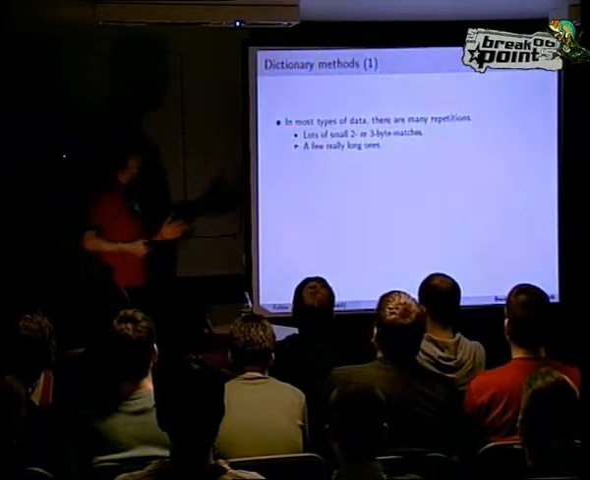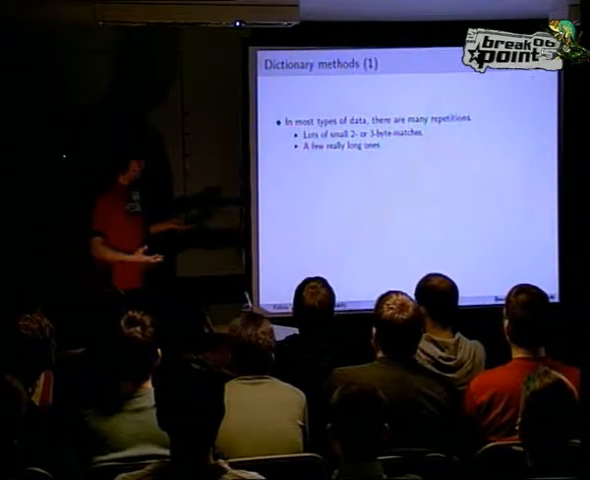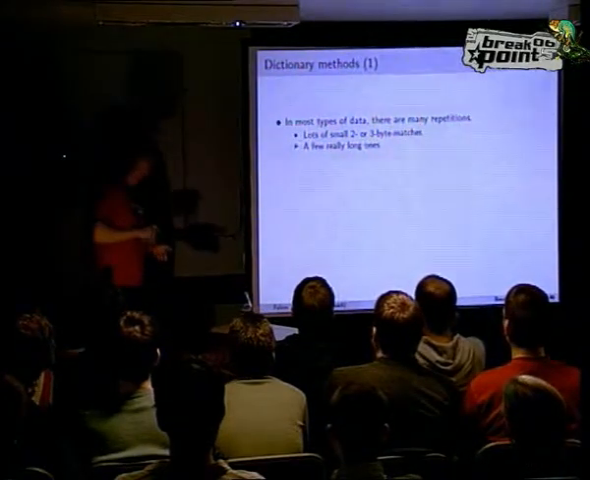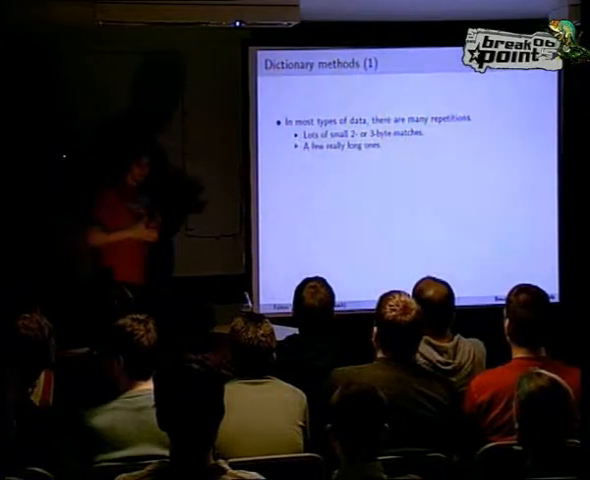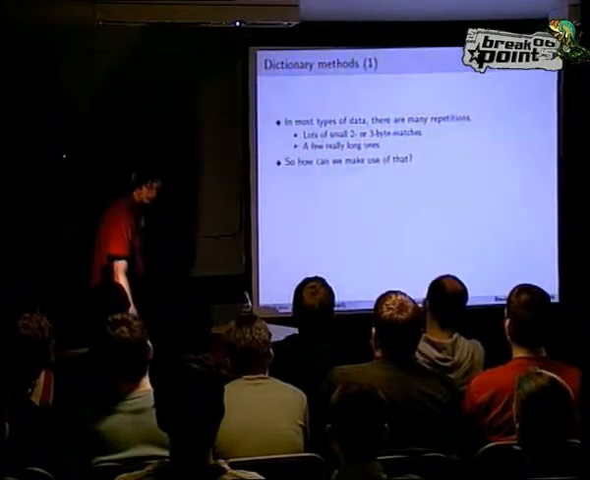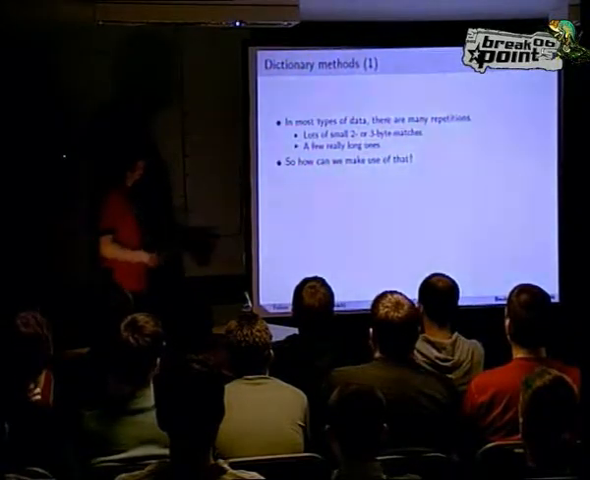But there are also a few really, really long ones, like when you would copy a whole subroutine from your program somewhere else, you would get a very long sequence that is exactly the same. Stuff like that. And how can we make use of that to make it compress better is the main question.